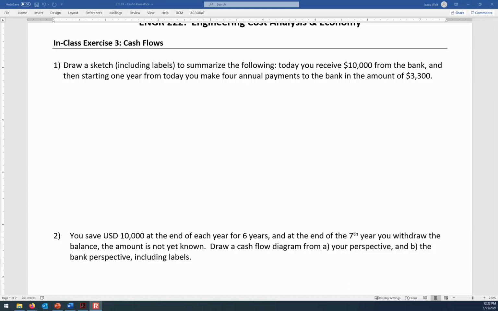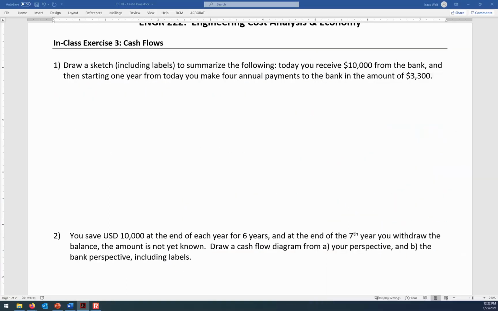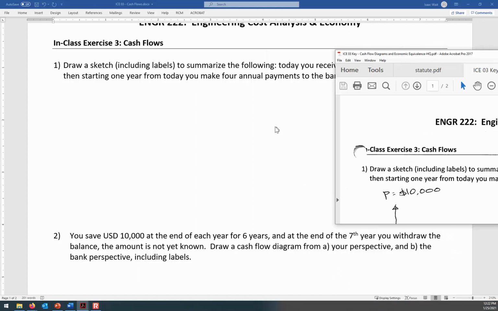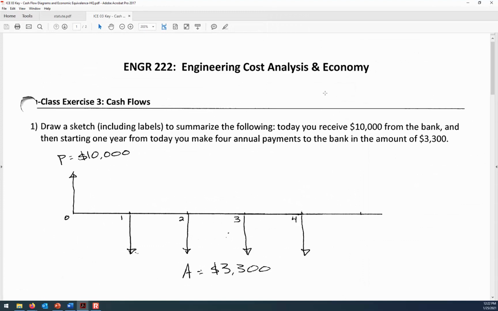Head start on what these cash flow diagrams look like. I've not got the right one opened up. It'll just take me a moment though. Here we go. All right, so cash flow diagram number 1 here. Draw a sketch. You receive $10,000 from the bank.